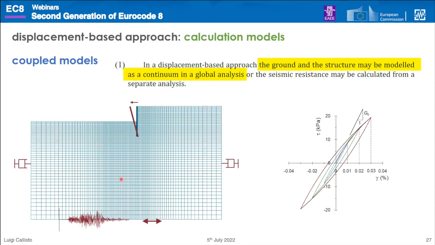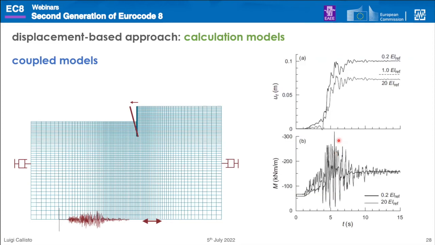Of course, if we have a large model and we are in a condition of expressing the seismic actions with accelerograms and to perform a fully dynamic analysis, as you see here in the part of the text, well, of course, in this case, we are going to have, as a result, the time history of the displacements, the time history of the bending moments, of the internal forces in the structure.